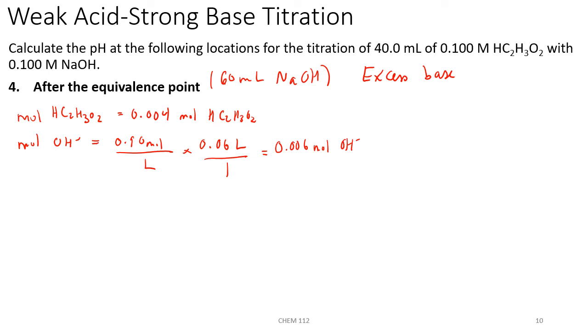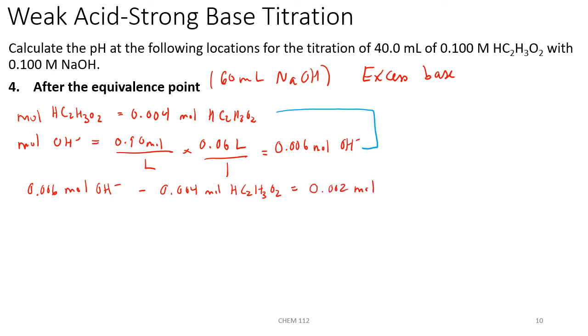Notice this time when we take the difference between our acid moles and our hydroxide moles, we're going to have leftover hydroxide. So at this point, we're going to subtract the number of moles of acid from the moles of hydroxide. So 0.006 moles of hydroxide minus 0.004 moles of our acetic acid. And that leaves us with 0.002 moles of hydroxide ion that are left over that will essentially remain unneutralized.